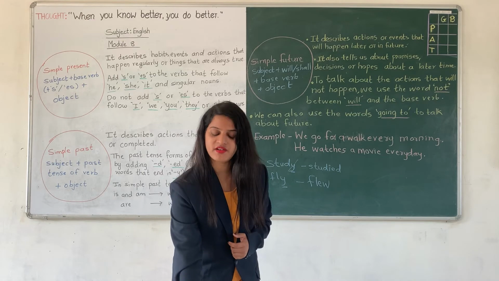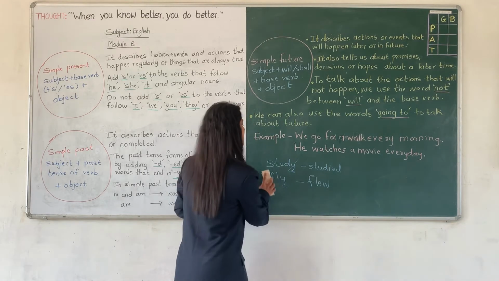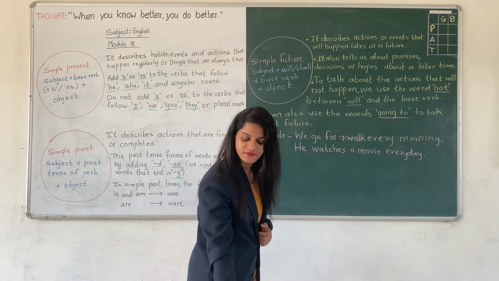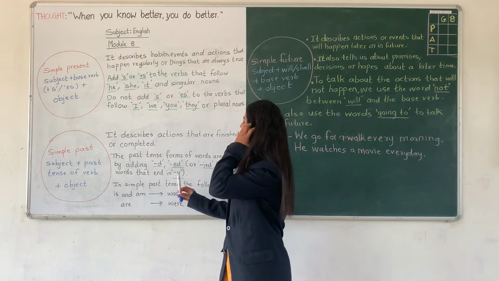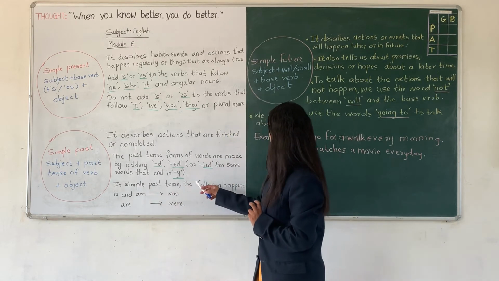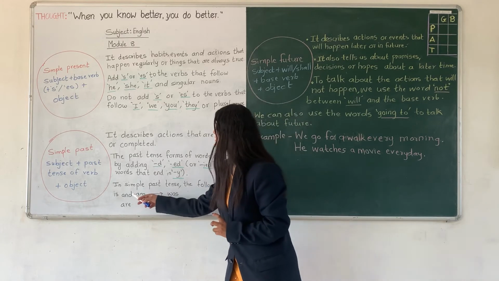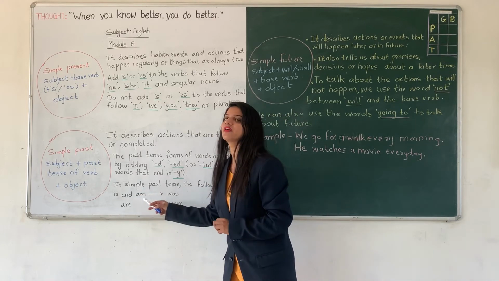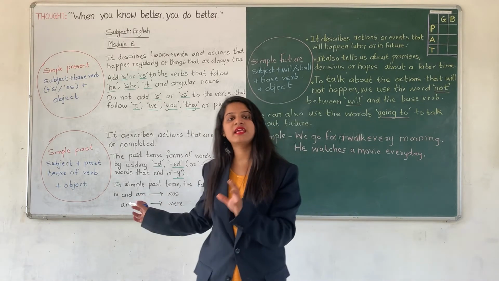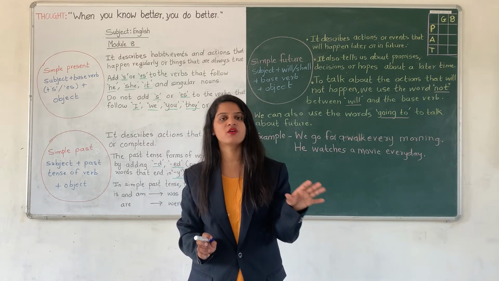Now we will write examples about the past tense. Alright? Let us see what is mentioned again. In simple past tense, the following happened. Is and am become was, and are become were. Now these are the helping verbs: am, is, are, was, were.